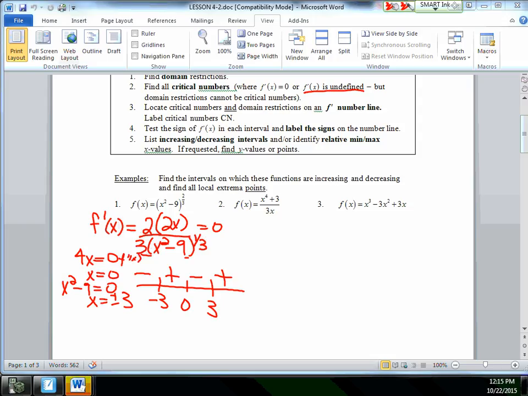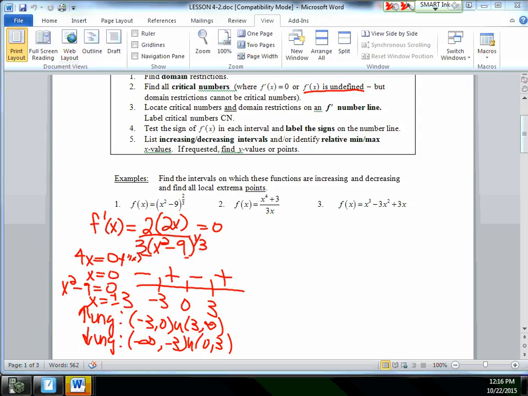So I know it's decreasing from negative infinity to -3, then it increases from -3 to 0, decreases from 0 to 3, and 3 to infinity. So, sorry, I should have been labeling that. So increasing, wherever it's positive, -3 to 0, and from 3 to infinity. Therefore, I'm decreasing from negative infinity to -3 and from 0 to 3.